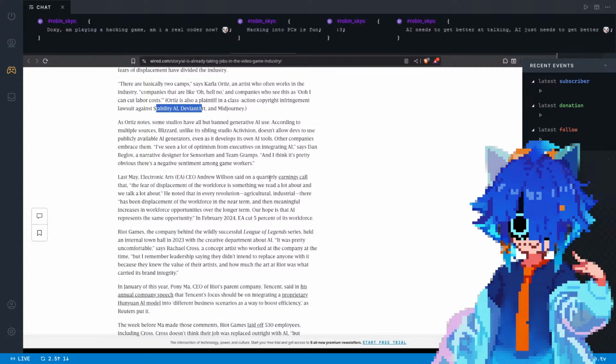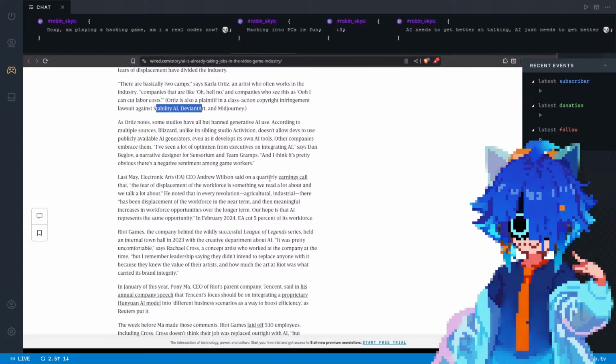That'd be my guess. As Ortiz notes, some studios have all but banned generative AI use. According to multiple sources, Blizzard, unlike its sibling studio Activision, doesn't allow devs to use publicly available AI generators, even as it develops its own AI tools. Other companies embrace them. I've seen a lot of optimism from executives on integrating AI, says Dan Bigov, a narrative designer for Sensorium and Team Gramps. I think it's pretty obvious that there's a negative sentiment among games workers.